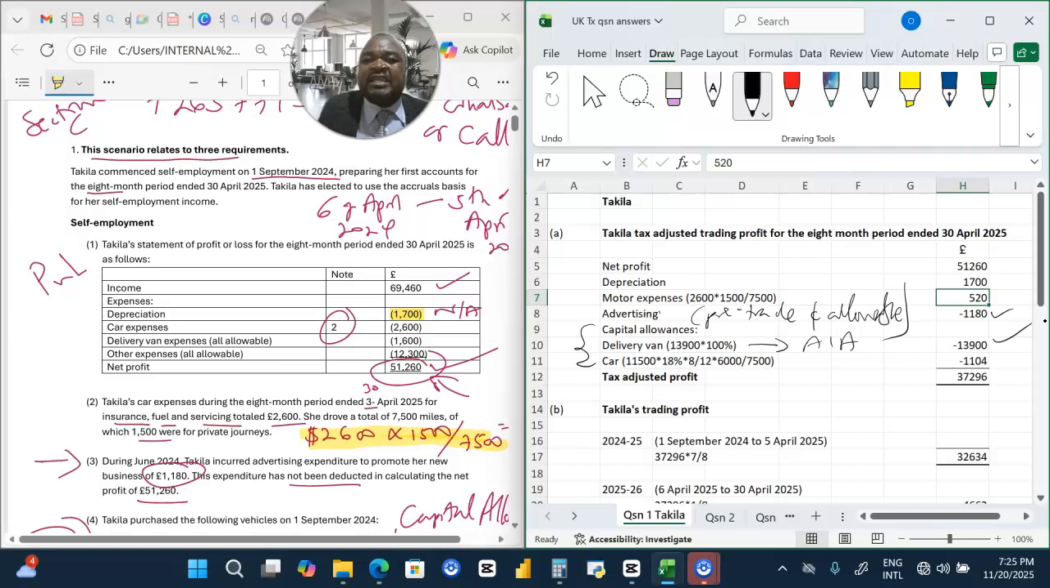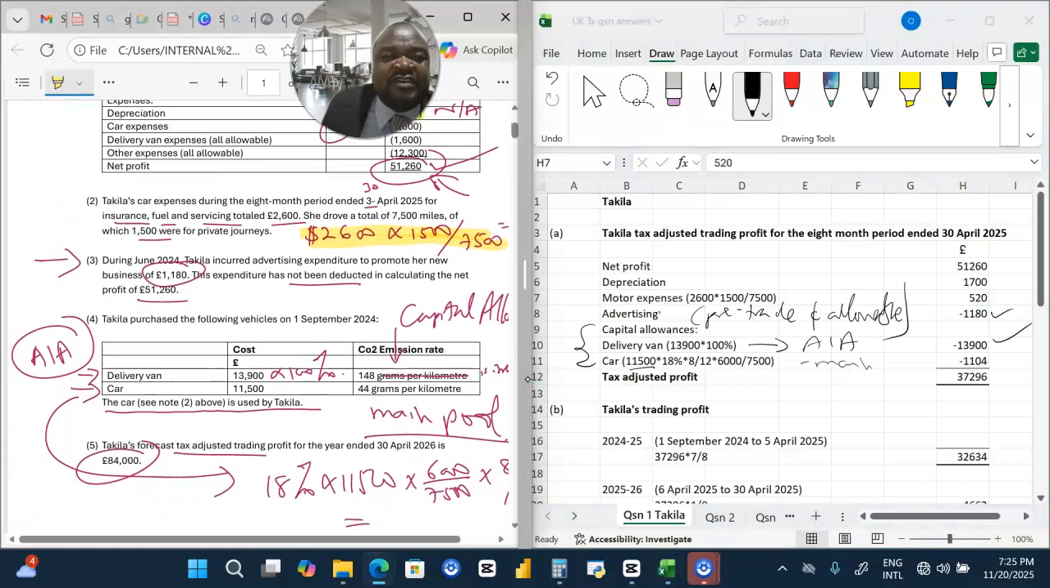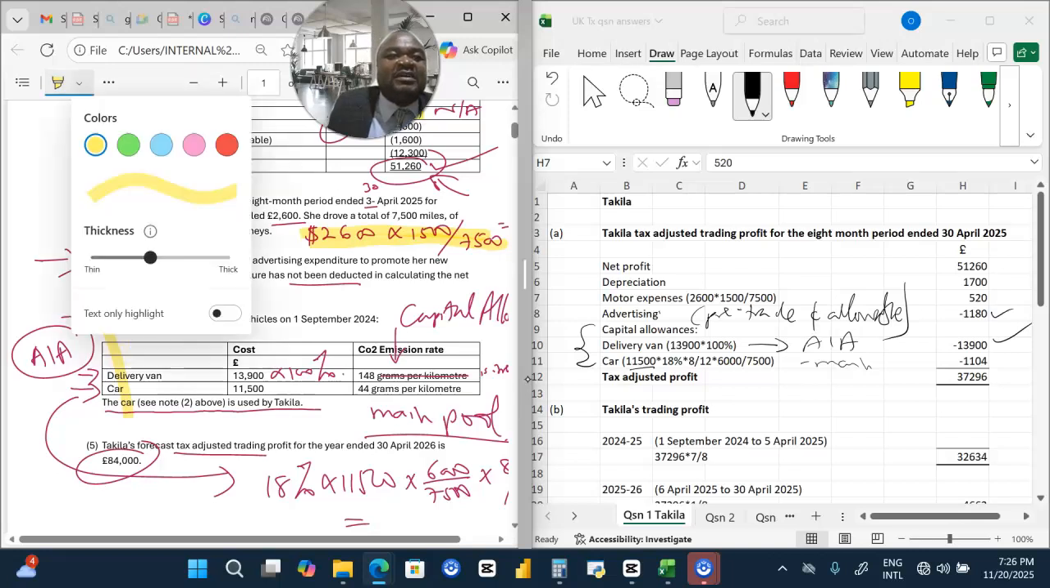All right, and then here, which was the main pool assets, right? And we take the amount as given in the question. Okay, the information about the delivery van, sorry, not only the delivery van.